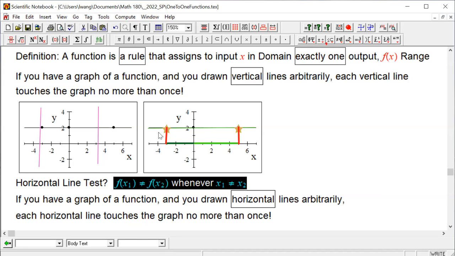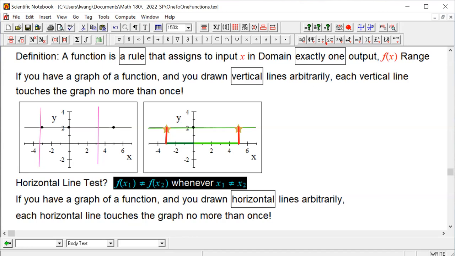That's why we draw the horizontal line test. The horizontal line test basically says, hey, let me see, how many outputs at this level? Oh, there are 2 outputs at this level. No, for different inputs, we must have different outputs to make it a one-to-one function. Therefore, the horizontal line test.